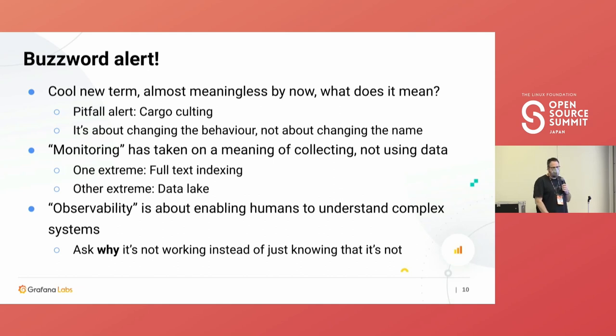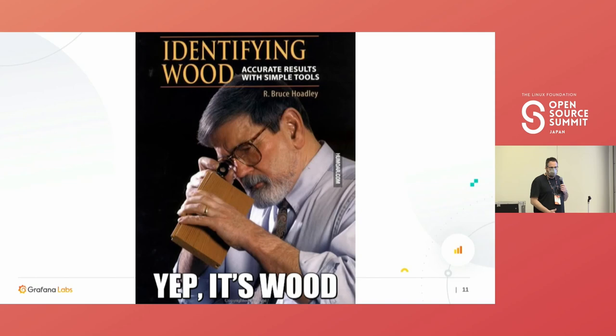So both monitoring and observability at the core are about collecting data and making use of the data. In particular, observability is emphasizing the usage of the data. The initial definition of observability from control theory is how much of a system state can I deduce by just looking at the inputs and the outputs. So if you cannot ask why something is not working, it's not going to be very useful. So just stating that something is the case is not completely useless, but it's oftentimes about asking deeper questions.